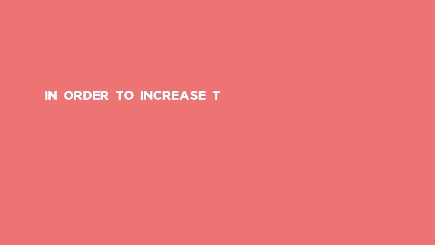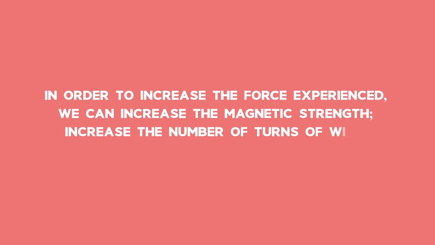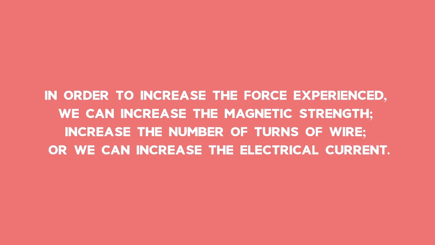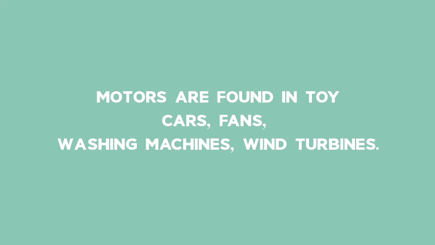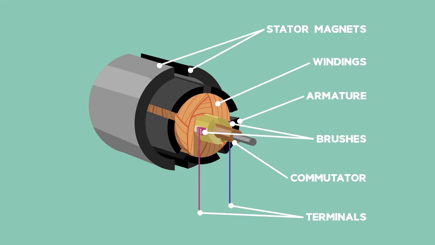In order to increase the force experienced, we can increase the magnetic strength, increase the number of turns of wire, or we can increase the electrical current. Motors are found in toy cars, fans, washing machines, wind turbines. Let us look at a basic DC motor first. Remember, DC means direct current, so the motor turns in one direction only.